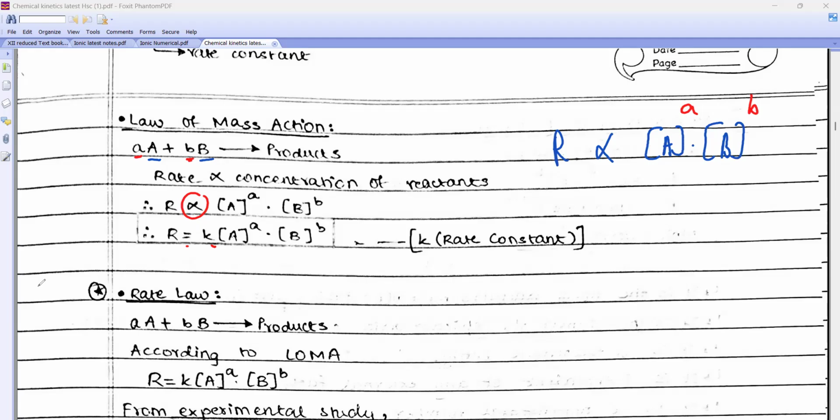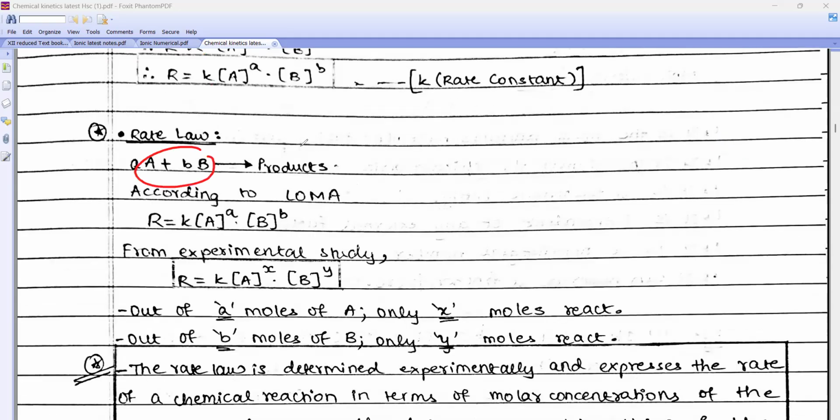But we are interested in what? Rate law. Now look here, I have written A again. Please, this is not product. Product is on this side. This side are reactants. We have applied the law of mass action. So what will I get? R is equal to K, A raised to n, B raised to m.